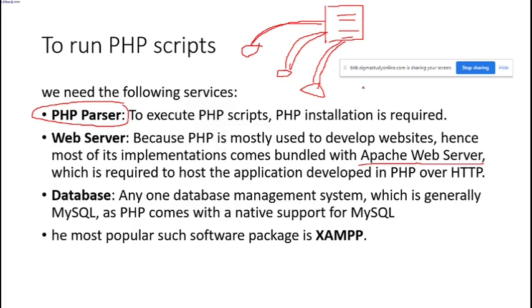So here we are going to use the open source web server named Apache. Using that we can provide the services to all the clients. And for the database, here it is coming with the MySQL database. And to install all these things, we are going to use a software package called Xampp. This is a software package you need to install on a computer to run all these PHP codes.